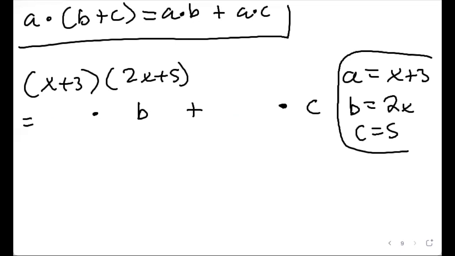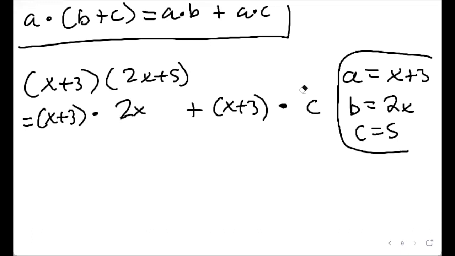So I'm going to replace all the a's with x plus 3's. And what is b for our specific problem? It's 2x. So I'm going to replace b with 2x. And what is c for our specific problem? It's 5. So I'm going to replace c with 5. And now this is like normal distributing. Well, maybe it looks a little bit different than you're used to because the order is flipped. So let me write it in a more normal order.